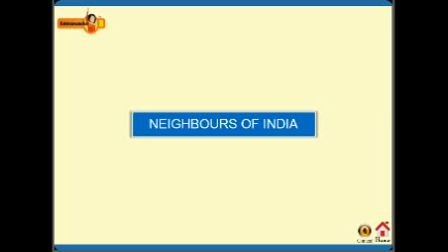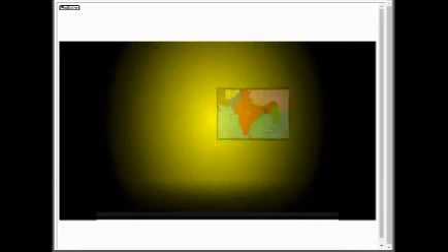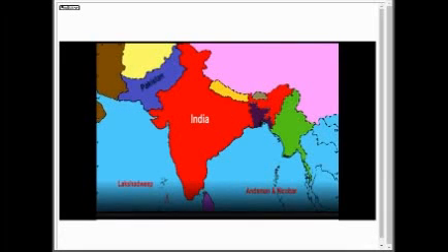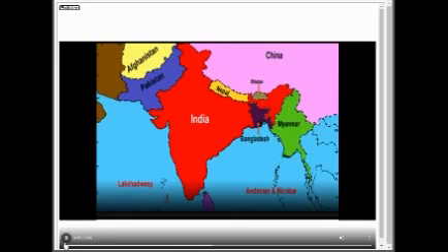And another video for neighbors of India. India enjoys a strategic and central location in Asia. It easily connects with East and West Asia. India shares its land boundaries with Pakistan and Afghanistan in the northwest, China, Nepal and Bhutan in the north, Myanmar and Bangladesh in the east.